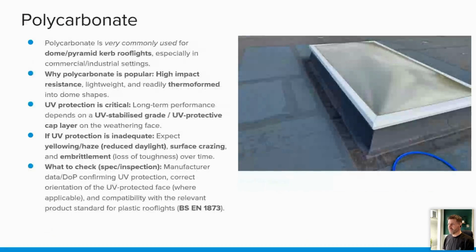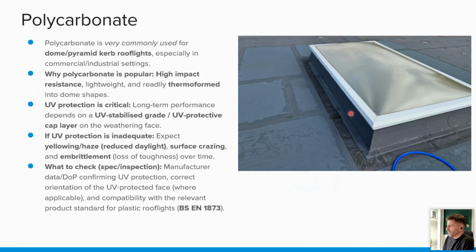And polycarbonate, very common these days for domes and pyramids, those kinds of things. Obviously with different grades, we need to be looking at the manufacturer's declaration of performance and things like that. And does the roof light achieve this British standard? Like I say, different grades, different things like that. Make sure the UV protection is there. These have got high impact resistance.